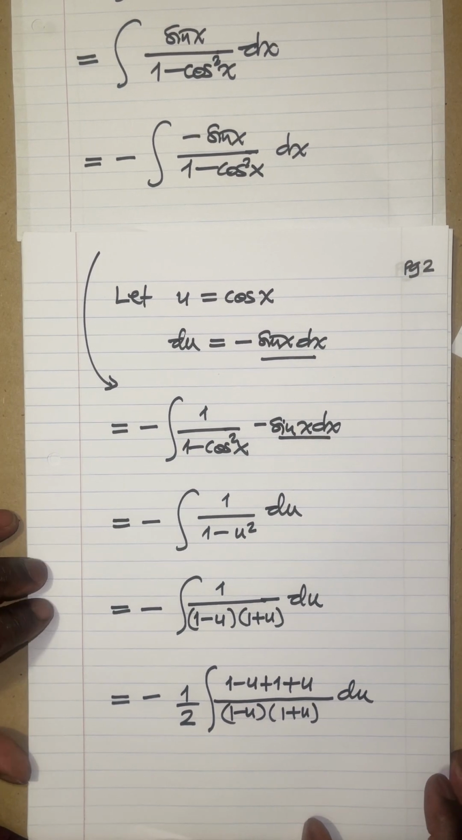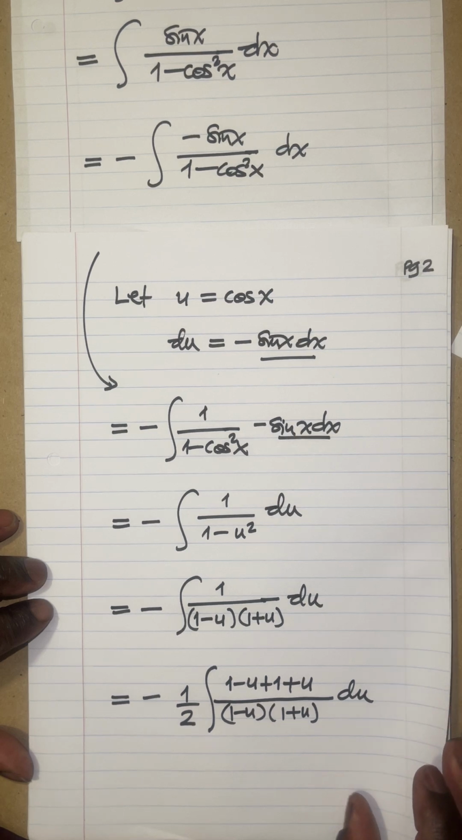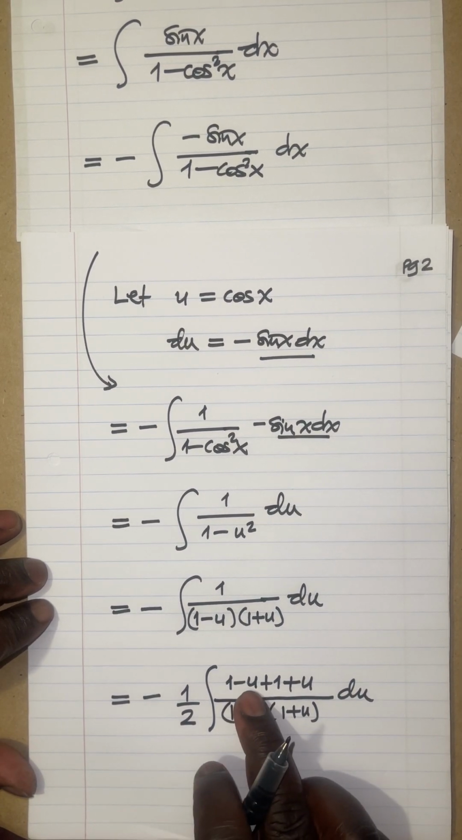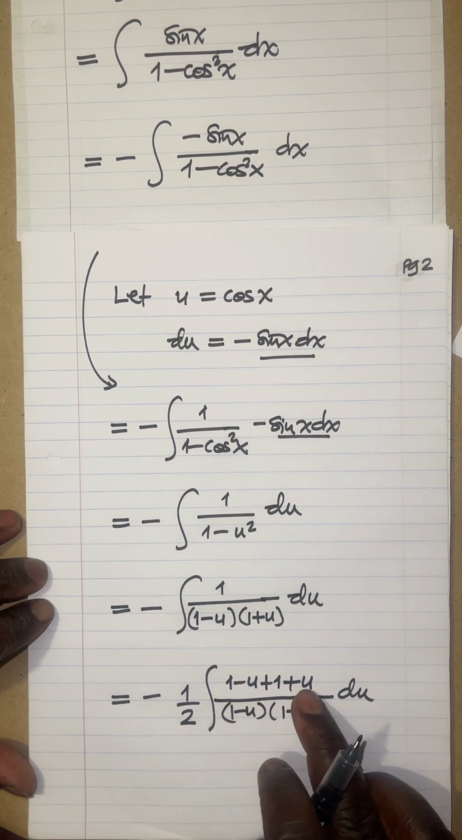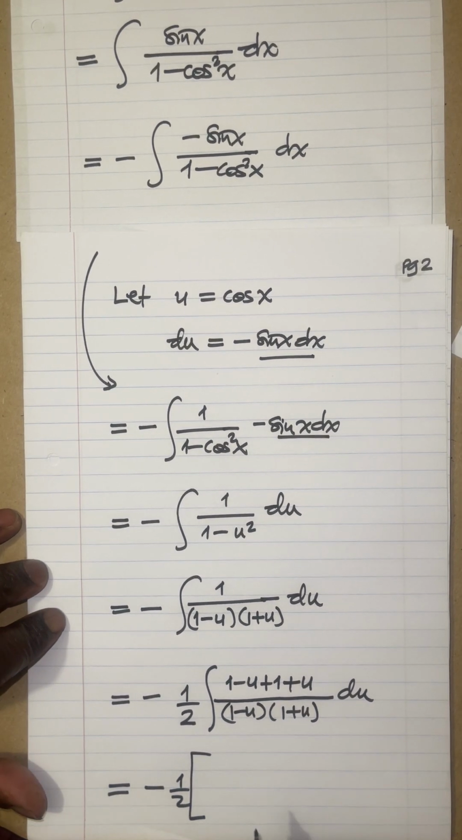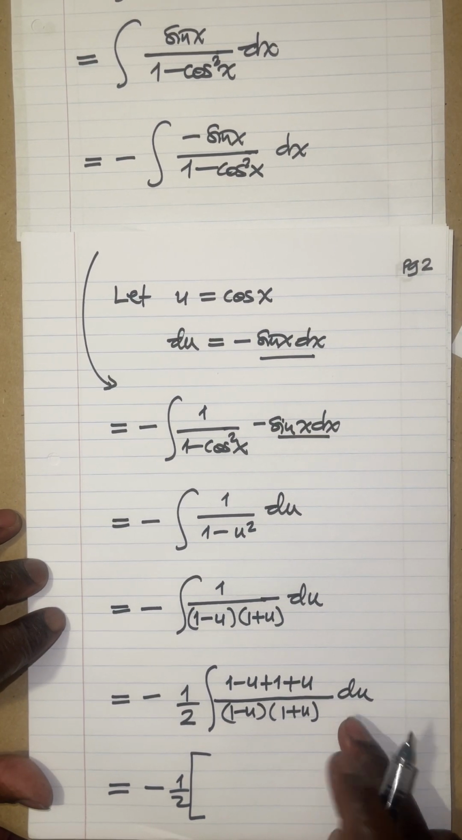So what I am going to do next is to use what we call term-wise division. I've spoken about it several times. I'm going to take this whole expression, divide into 1 minus u, and then take the whole expression, divide into 1 plus u, as follows. So this is going to be minus 1 over 2. Let me use a bracket here now, and I'm going to distribute the du as well.